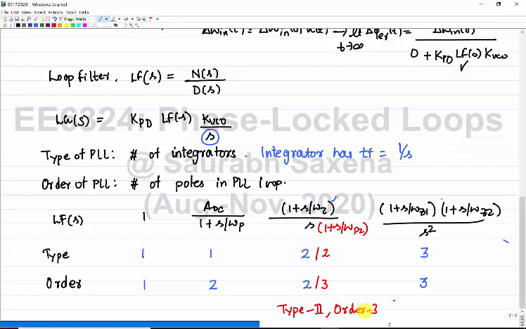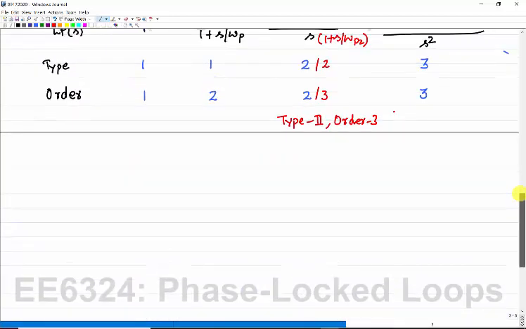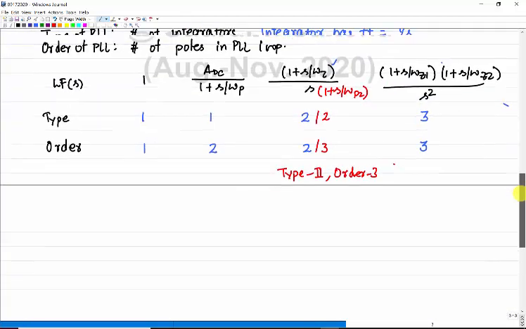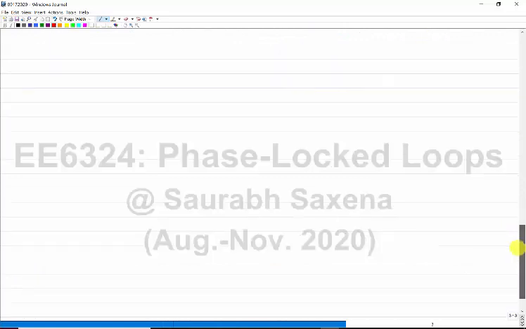Okay, any question with this? How we define type and order of the PLL? Normally you will find this in literature: type 2 order 3, type 2 order 2, or so on. Okay. Any question with this? Okay, so now depending on the loop filter, you can have different type and order, and depending on that you can find whether you are going to have a steady state phase error of 0 or some finite value and so on. Okay, you can find all such things, right?